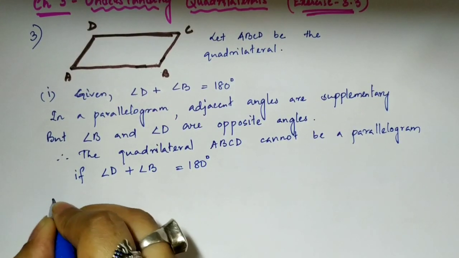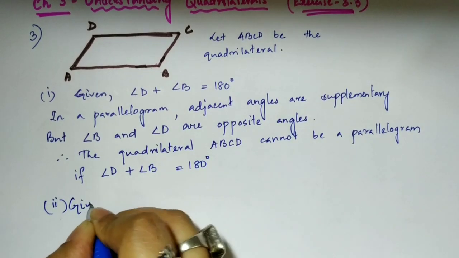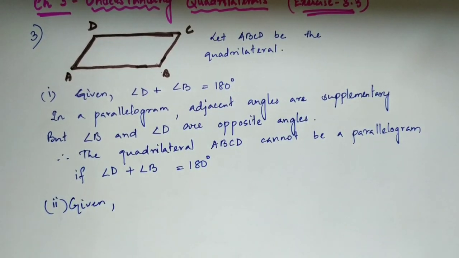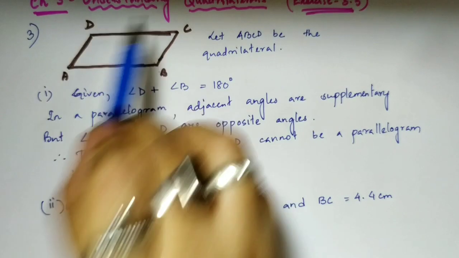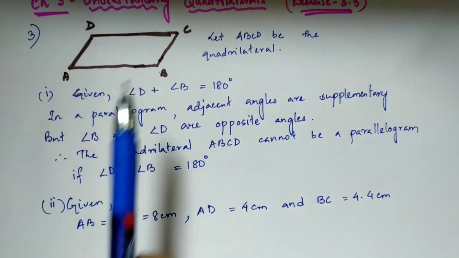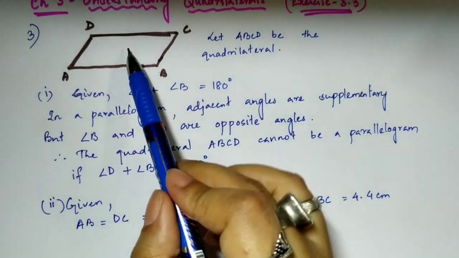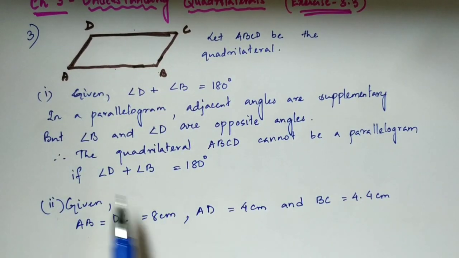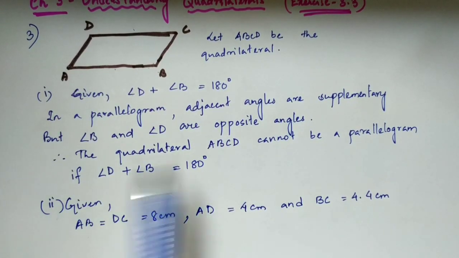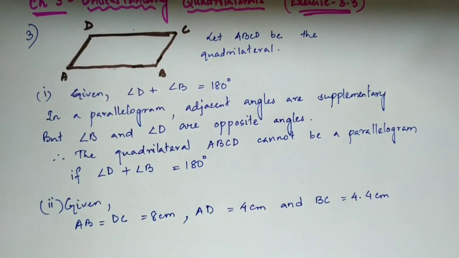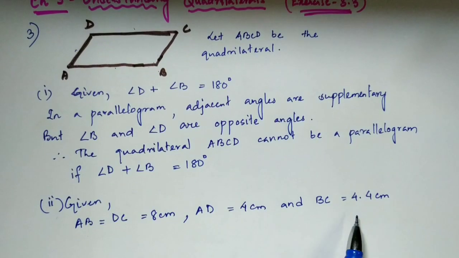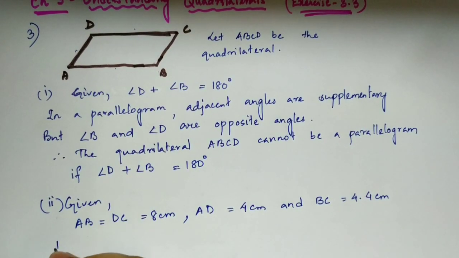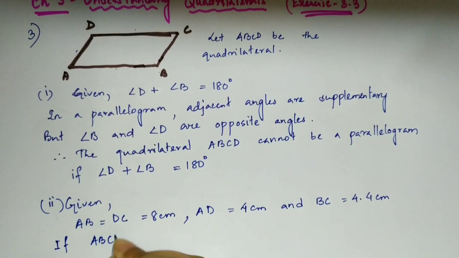What is given in the next condition? Number 2 is a long one, let's write down the condition. So let us say this is the condition given. AB equal to DC, they are, now we know in a parallelogram opposite sides are equal and parallel. So these two are given as 8 cm. AD is given as 4, and the opposite side, that is BC, is given as 4.4. If it has to be a parallelogram, then these two sides also have to be equal, but they are given as unequal measurements.